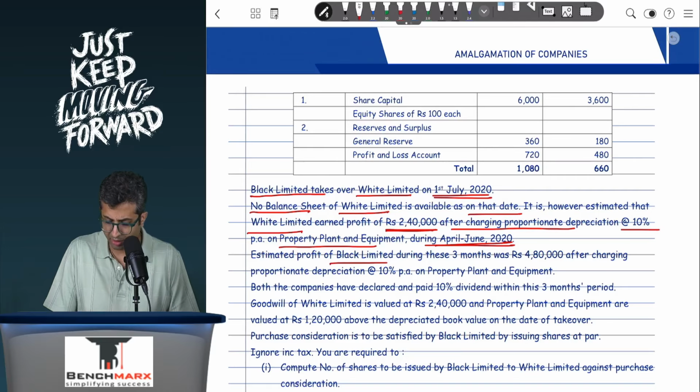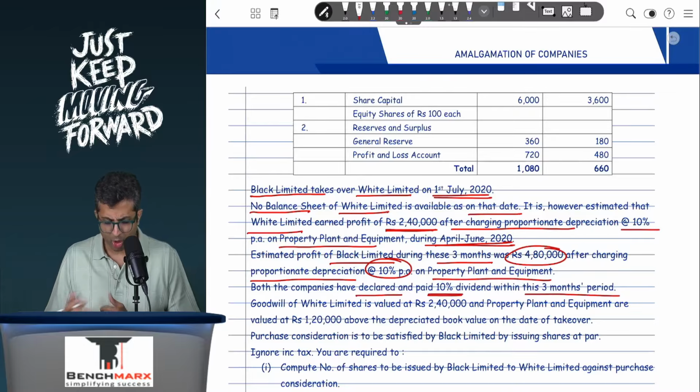The estimated profit of Black during these 3 months was 4 lakh 80, again after charging proportionate depreciation at the rate of 10% on PP. Both the companies have declared and paid 10% dividend within the 3-month period. Okay, this will help you in calculating the cash balance which might be there.